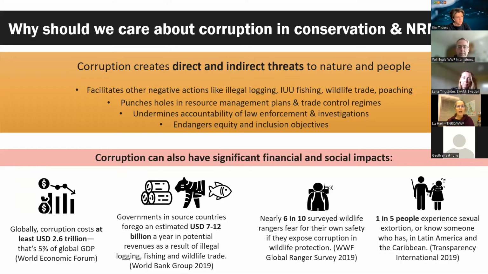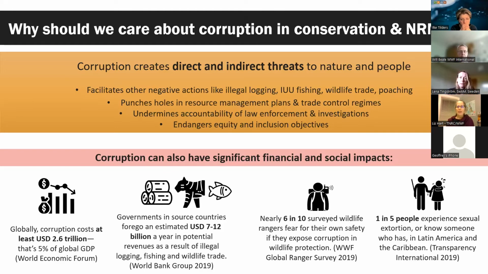So first, just to set the scene a little bit, why should we care about corruption in conservation and natural resource management? Well, in the language of the conservation measures, conservation creates direct and indirect threats to nature and people. One thing to be clear about here is that we're not so much talking about the possible corruption within the management of a project. That's a different set of mechanisms and considerations usually covered by due diligence, internal control policies, audits, things like that.